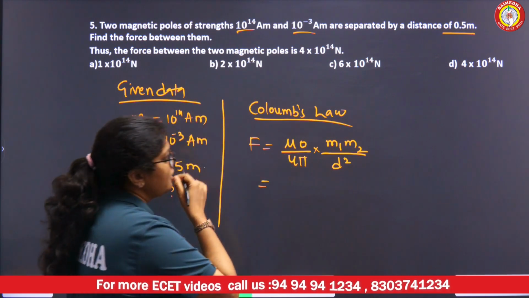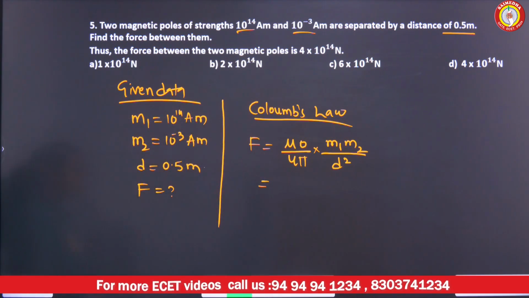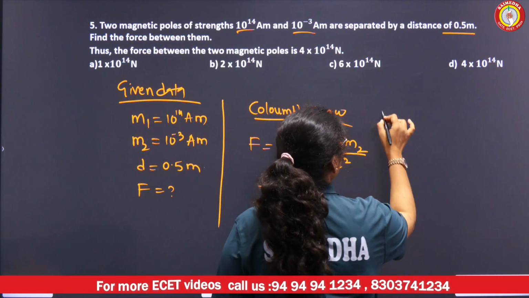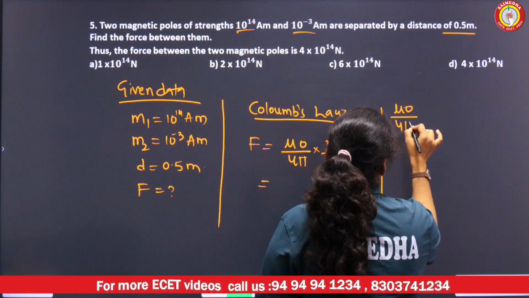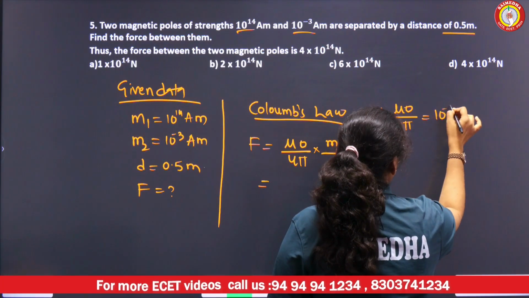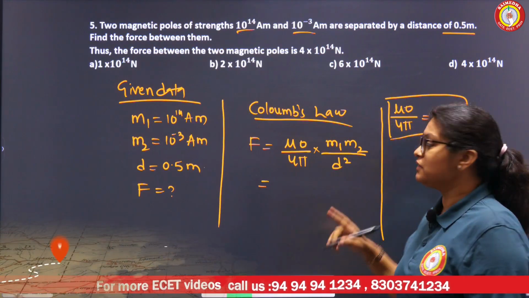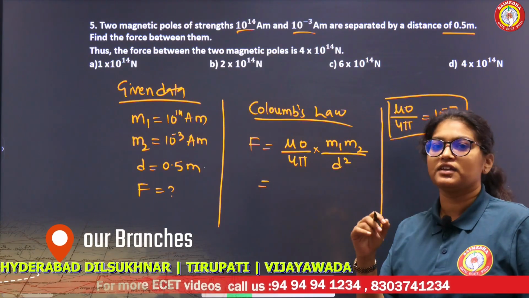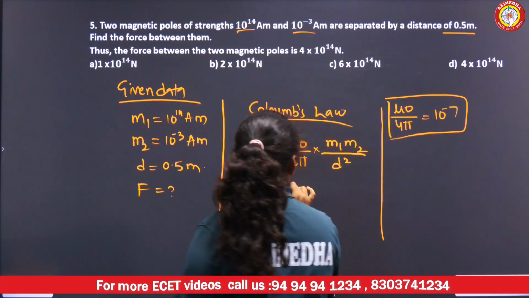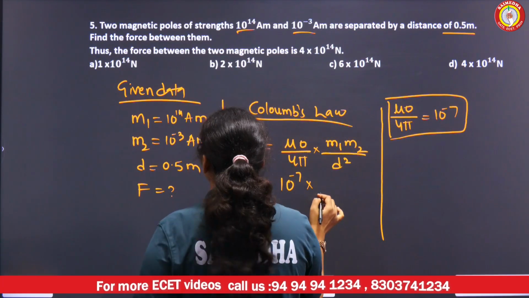mu naught by 4 pi. Is there any shortcut to remember mu naught by 4 pi? Yes. We write mu naught by 4 pi as 10 power minus 7. Even if you calculate it, you will get 10 power minus 7. So remember that mu naught by 4 pi can be written as 10 power minus 7. So I'll substitute 10 power minus 7 directly. What's the value of m1?